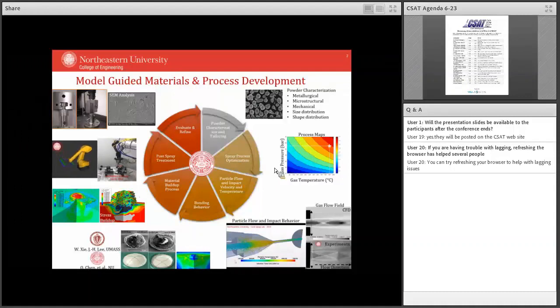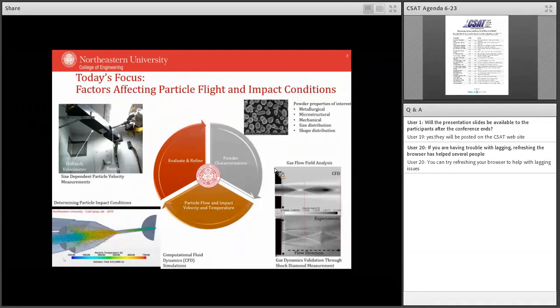Today, we will be going through a subset of this approach to understand factors affecting particle flight and impact conditions. So once validated, computational fluid dynamics simulations can be a great tool for predicting exactly what's going on at the impact site. And this is important for improving cold spray procedures overall and optimizing procedures as well. So today we'll be looking at 3 different cold spray procedural cases and evaluate how our models are doing currently and how we can improve these models so that we can get better information out of them.